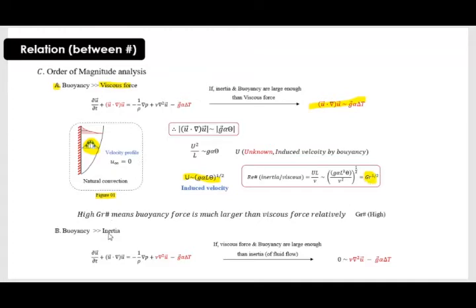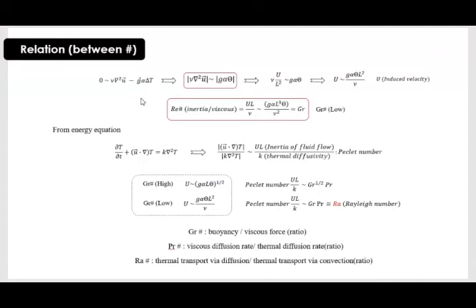In the second case, if the buoyancy is much greater than the inertia, the formula becomes the one above. And the Reynolds number becomes the Grashof number.